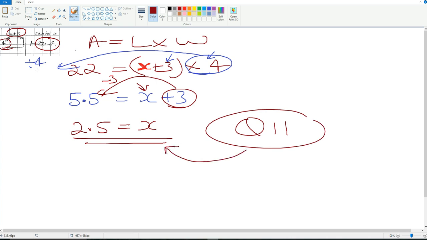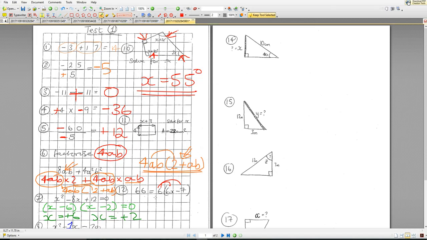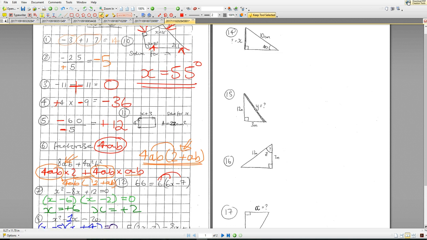Okay, so this is an example of forming equations that comes in the foundation paper and also sometimes in the higher paper as well. Right, so we've done that. That's lovely. So file new for the next question. No, we don't save that. Okay, let's get that down. Okay. So the next question is question number 12 on the bottom over here.